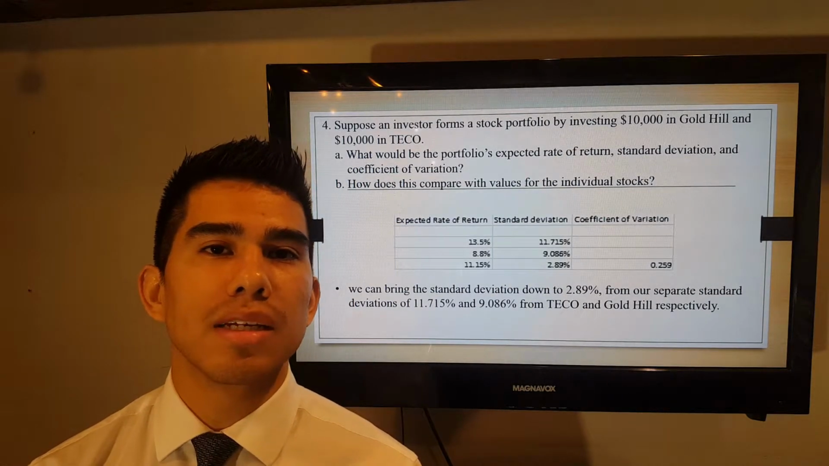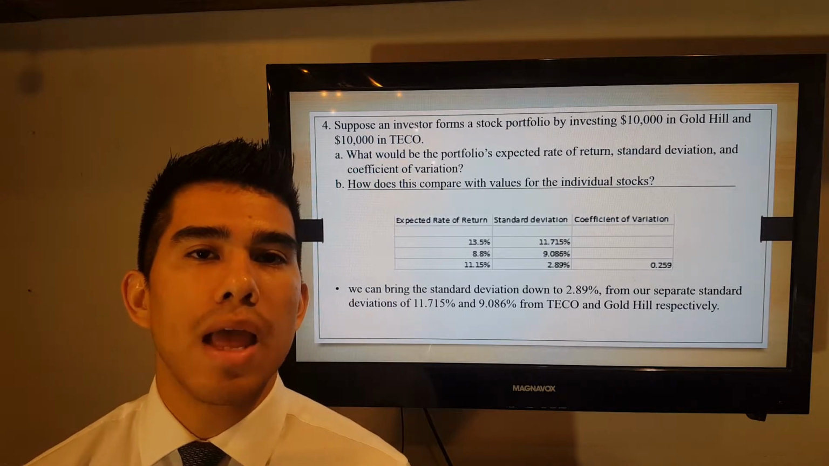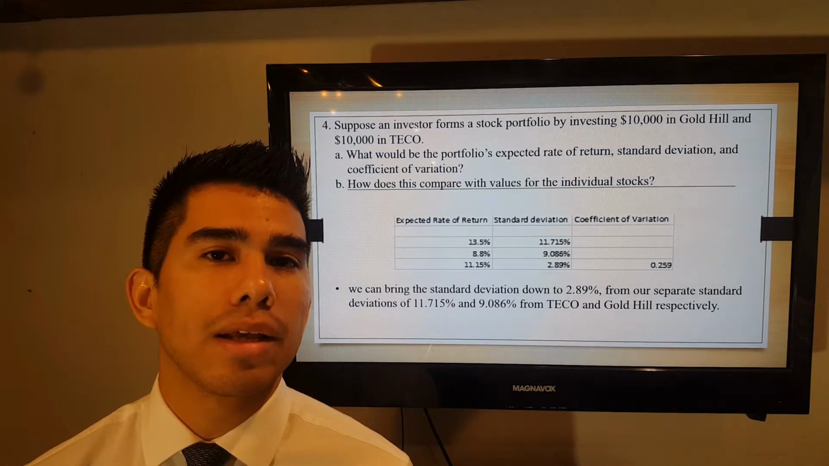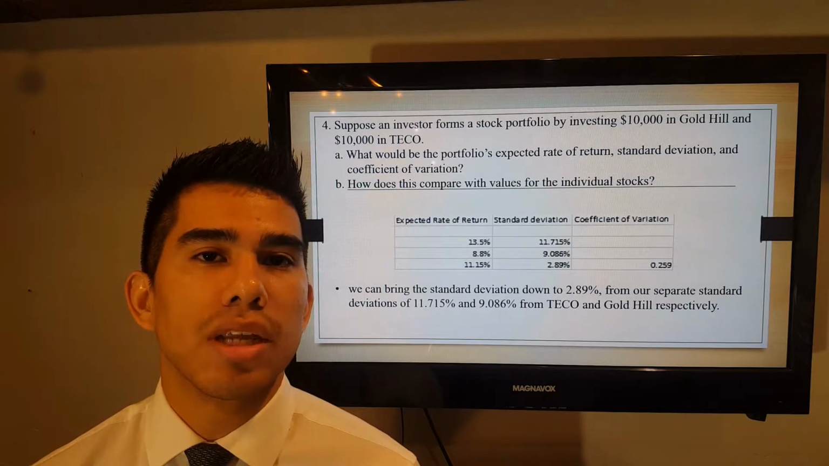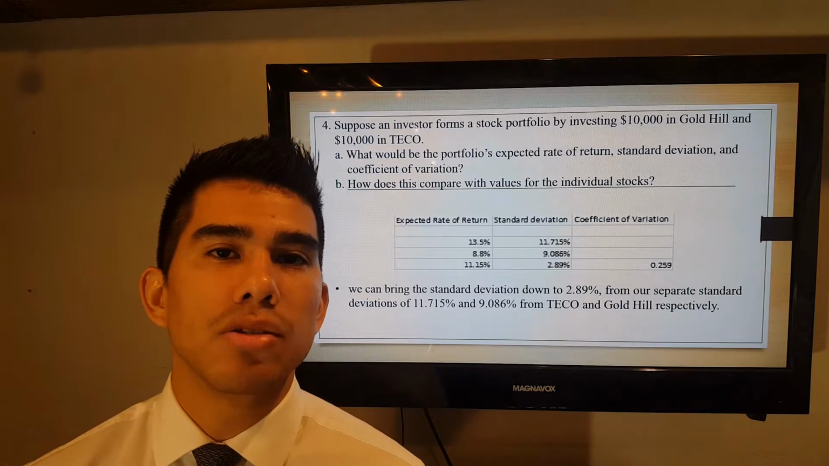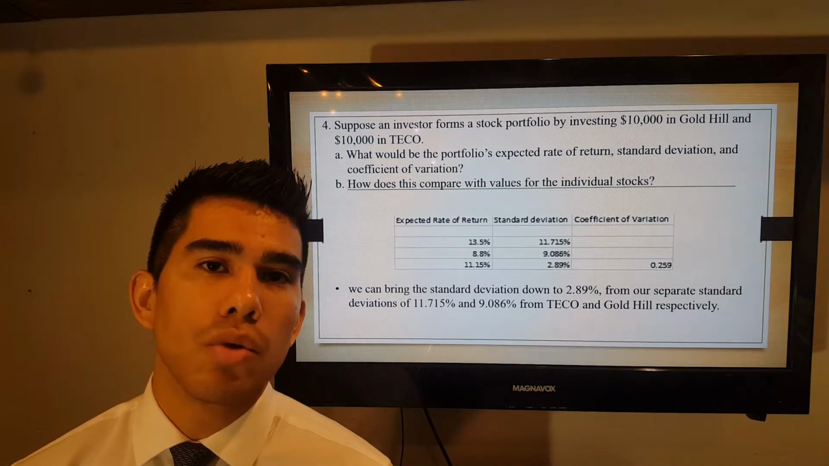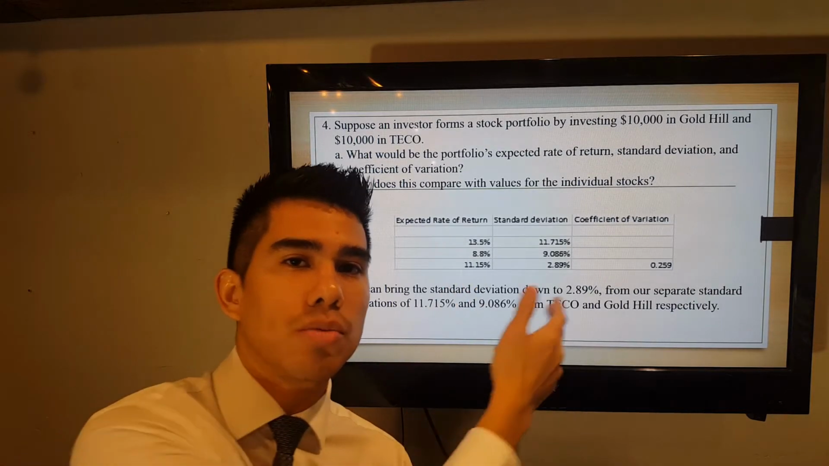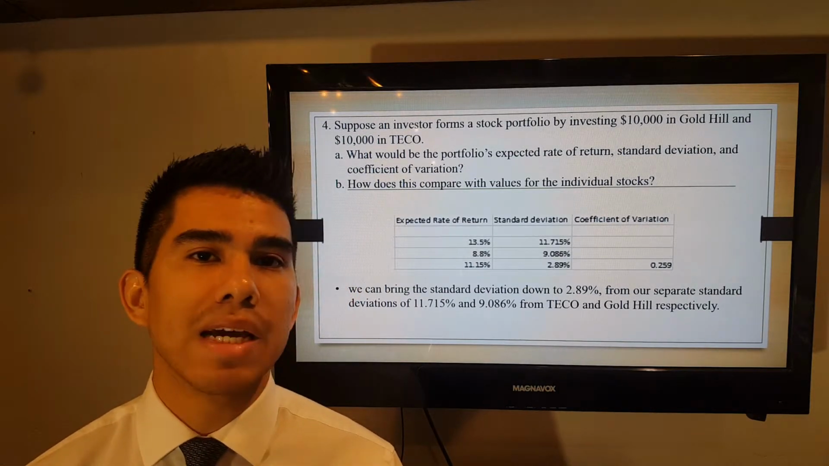Question 4 gives us a hypothetical investor that invests $10,000 in Gold Hill and $10,000 in TECO. Now the question asks us to calculate the portfolio's new expected rate of return, the standard deviation, and the coefficient of variation. It also asks us to compare these values to the individual stock values. Now we take a look at our table, we can see that the new expected rate of return is at 11.15, the standard deviation is at a 2.9, and the coefficient of variation is at a 0.259.